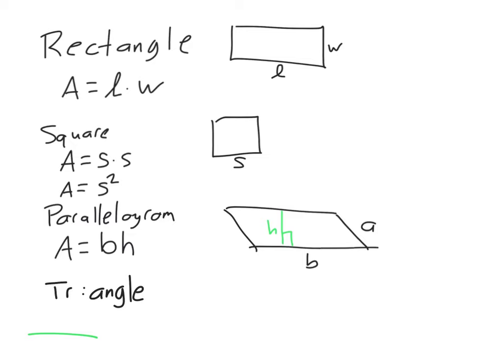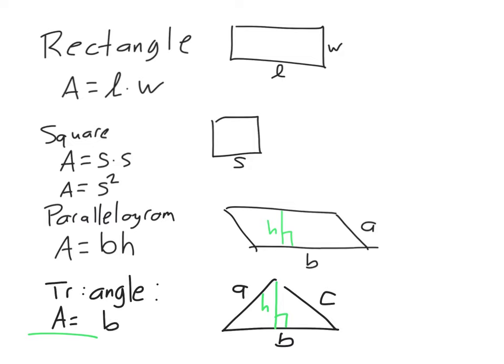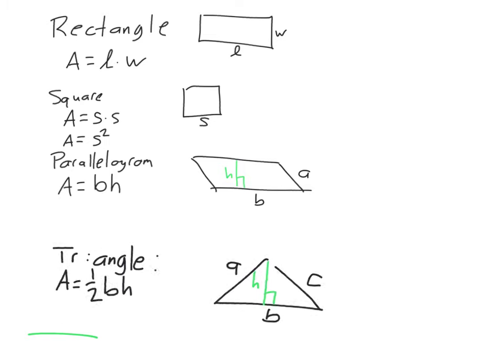Now for a triangle, if I had a triangle drawn here, and this was A, and this was B, and that was C, and this was the height H, how could I find the area of a triangle? So it's the same as a parallelogram? It's like exactly half of the base times height.